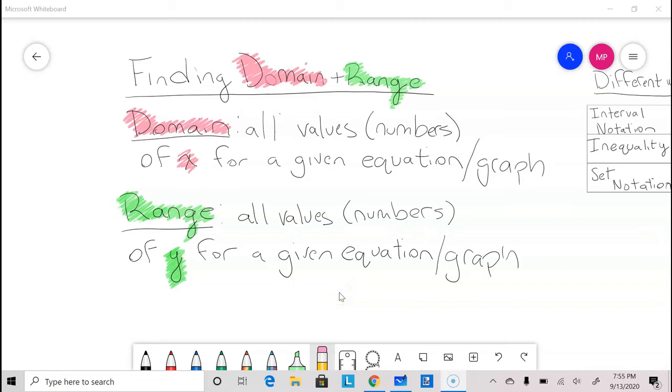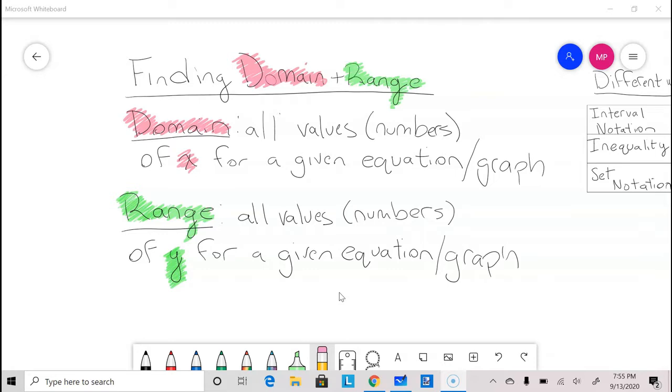In today's video, we're going to be talking about domain and range and how we actually write out the domain and the range for an equation or for a graph. So first of all, we're going to go over the definition. Domain is all the values or numbers of x for a given equation or a graph. And range is all the values or numbers of y for a given equation or graph.